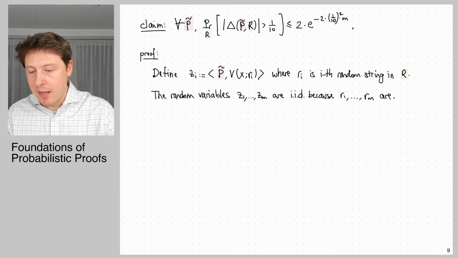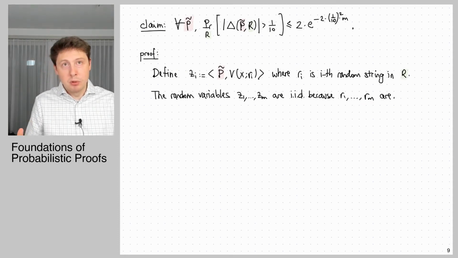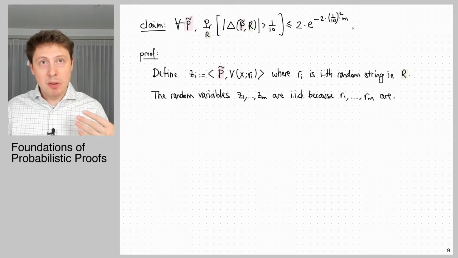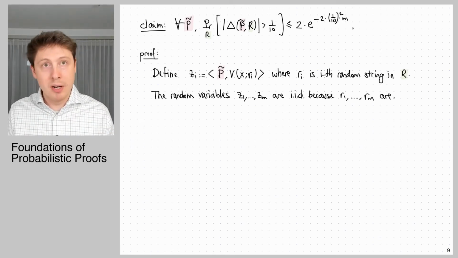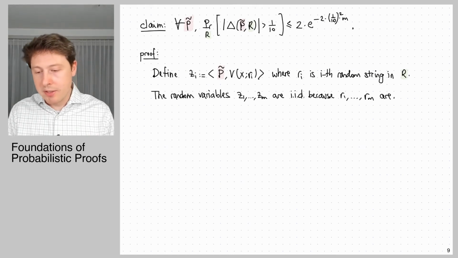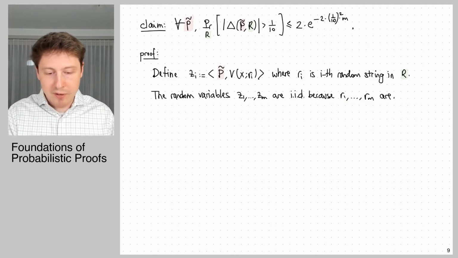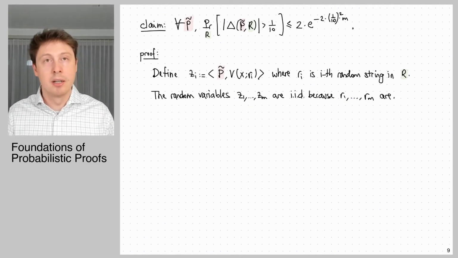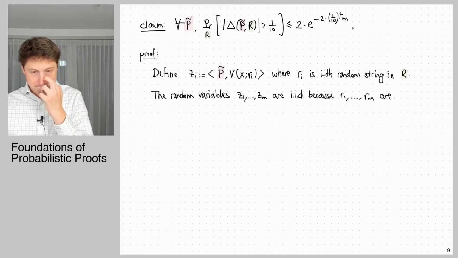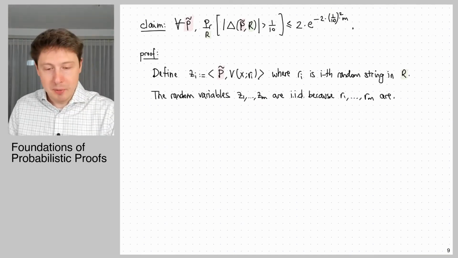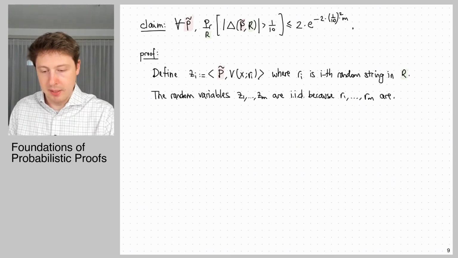Remember that the set R was produced with sampling with repetition, right? It was saying sample R1 at random from {0,1}^r, sample R2 also at random from {0,1}^r. This process generates m identically distributed and independent random variables. On each of those, I define a variable Zi. These also are IID. Okay? All right, that's great. We have independent random variables that are identically distributed.